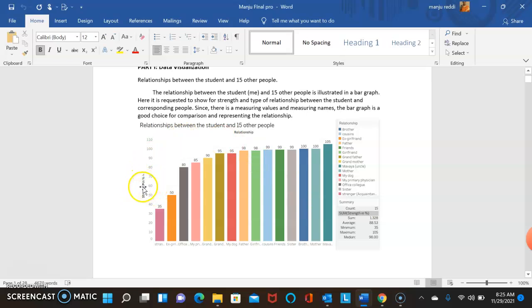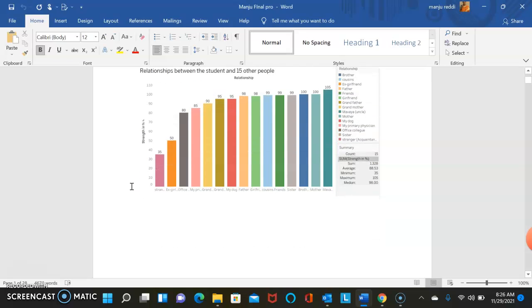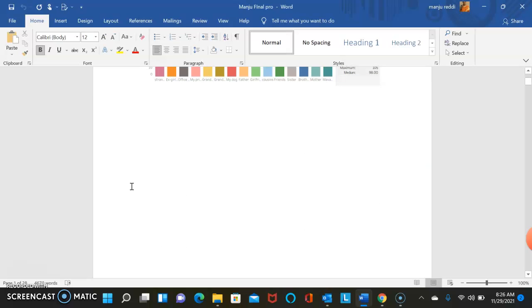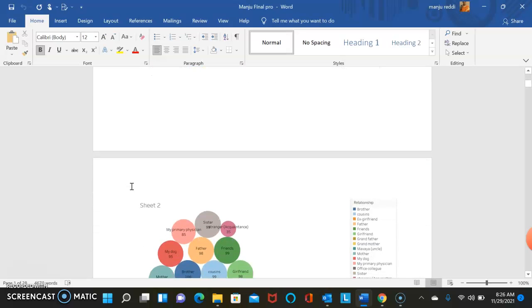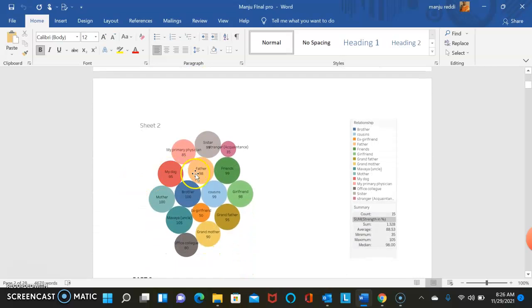We have shown the strength in percentage. That means the relationship between the student and the family. Coming to the next, the bubble graph. The bubble graph is given because we can easily identify the relations.